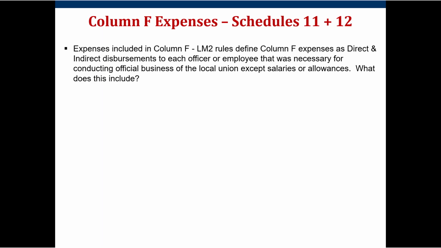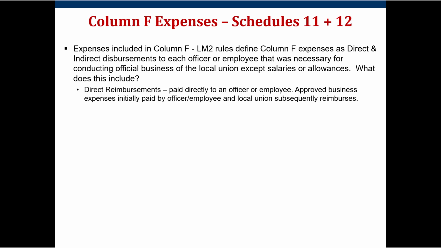The LM2 instructions define column F expenses as direct and indirect expenses to each officer or employee that was necessary for conducting official business of the local union, except salaries and allowances. So what does this include? Direct reimbursements that are paid directly to an officer or employee. These are typically approved business expenses that were initially paid by the officer or employee, and then the local union will reimburse them. Third-party disbursements, which is generally a credit card that is issued to the officer or employee.